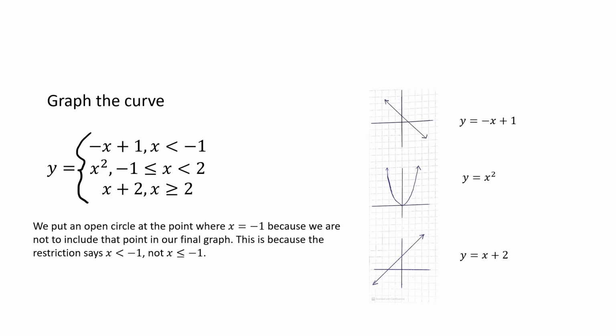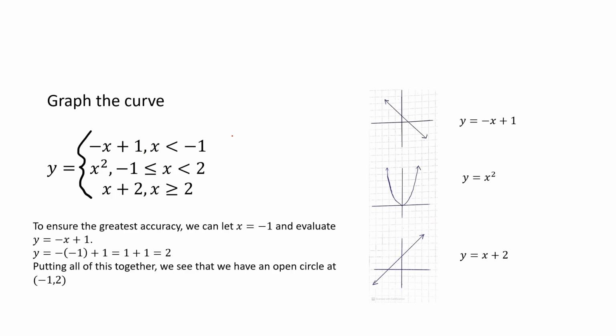So what we're going to do is put an open circle where x equals negative 1, like we just showed a second ago, because we're not going to include that point in the final graph, since the domain says x less than negative 1. Now, we still want to plug an x value of negative 1 into the expression y equals negative x plus 1 because it's going to tell us where to put the open circle. So putting an x value of negative 1 into the expression y equals negative x plus 1 tells us that we're going to have an open circle at (negative 1, 2).